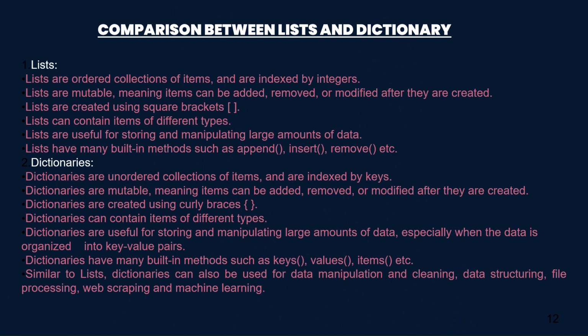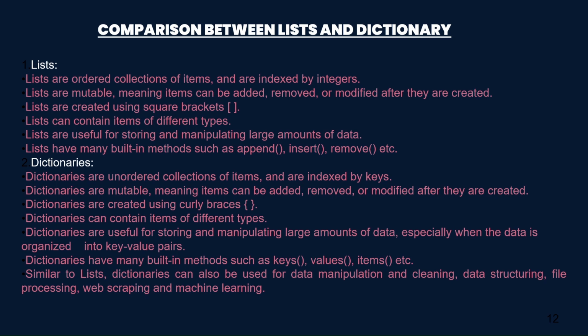So dictionary and list are almost similar, but the main difference is that dictionary has key and value pairs, which is counted as one item, and there is no indexing in dictionary. Alright, so lists are ordered collections of items and are indexed by integers. Lists are mutable, meaning items can be added, removed, or modified after they are created. Lists are created using square brackets. Lists can contain items of different types. Lists are useful for storing and manipulating large amount of data. Lists have many built-in functions such as append, insert, remove, etc.